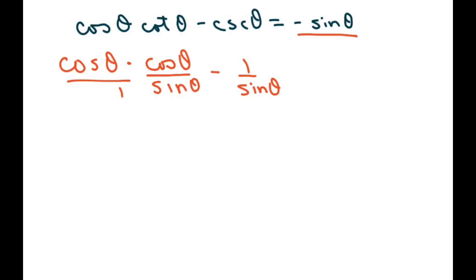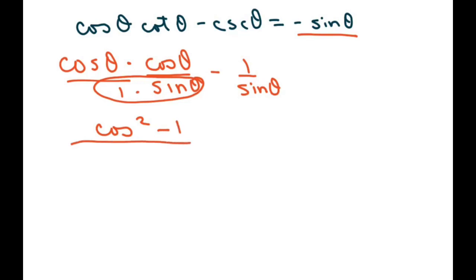And if you multiply here, this is going to be cosine squared. This just equals sine, 1 times sine, for the times. So it's going to be cosine squared minus 1 over sine. Now, cosine squared minus 1 is not sine squared.